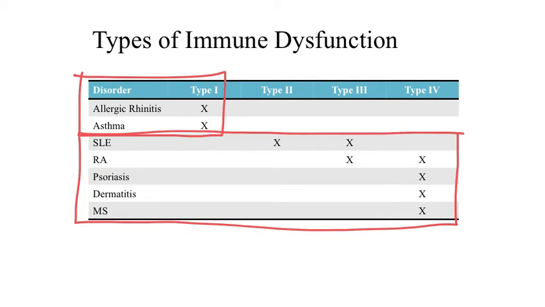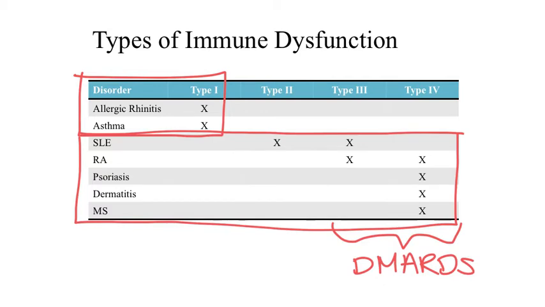The DMARDs that we will talk about today, again, are primarily involved in the treatment of rheumatoid arthritis, but do have utility in psoriasis, lupus, dermatitis, and multiple sclerosis. This makes sense given the fact that all of those disease states involve similar types of hypersensitivity, primarily type 4 hypersensitivity, but also type 3 to a certain extent.